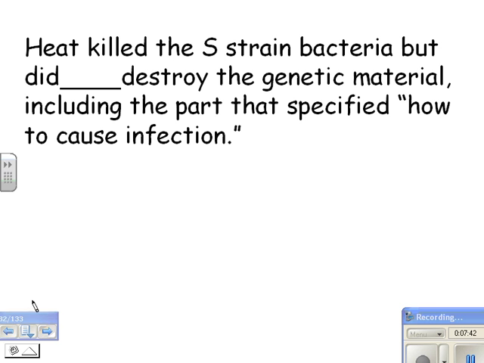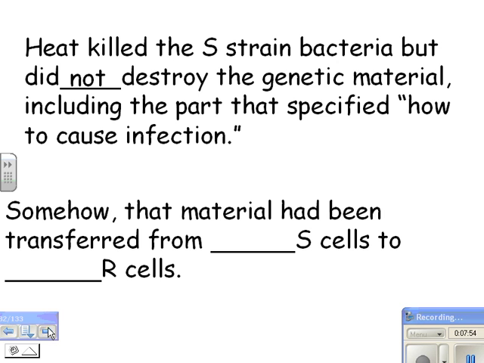So the heat killed the S strain bacteria, but did not destroy the DNA. He didn't know it was DNA, but it did not destroy the genetic material, including the part that specified how to cause infection. So somehow that material had been transferred from the dead S strain to the live R strain. So these cells, the live ones, were able to actually pick up the DNA of the dead ones.